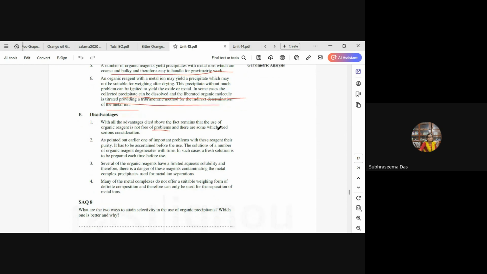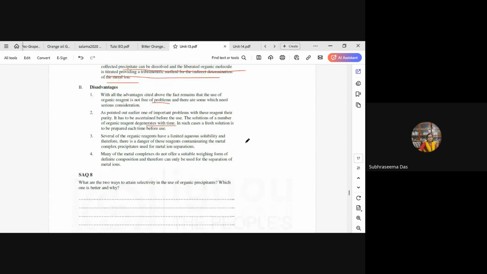As pointed out, the purity of these reagents is also sometimes a problem. The solutions of a number of organic reagents degrade with time, so it is always required that a fresh solution of the reagent be prepared before performing the experiment. Then several of the organic reagents have limited aqueous solubility, and therefore there is a danger of these reagents contaminating the metal complex precipitates.